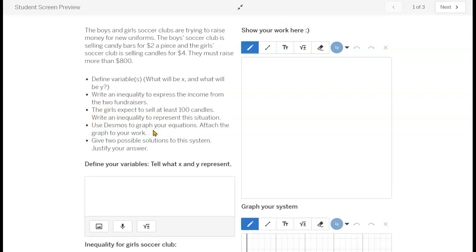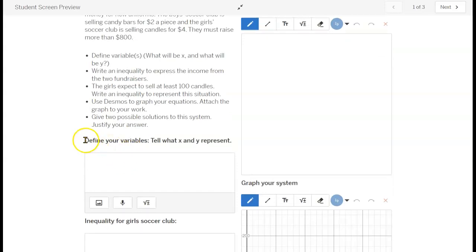If you're doing this in D2L, you can use the Desmos graphing calculator, which is linked in your assignment, and you can attach the graph to your work. There's a share button up in the top right hand corner of your Desmos graphing calculator screen, and you can paste that link directly into your work. The last part is give 2 possible solutions to this system and justify your answer.